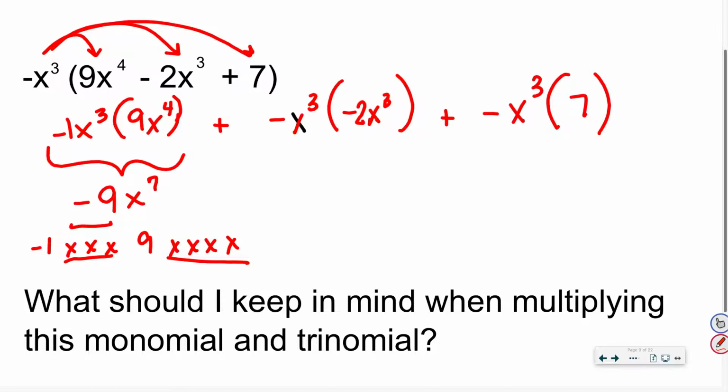What would our second term be? Positive 2x to the 6th. Negative 1 times negative 2, x to the third times x to the third. What would our last expression be? Or our last term, I should say.